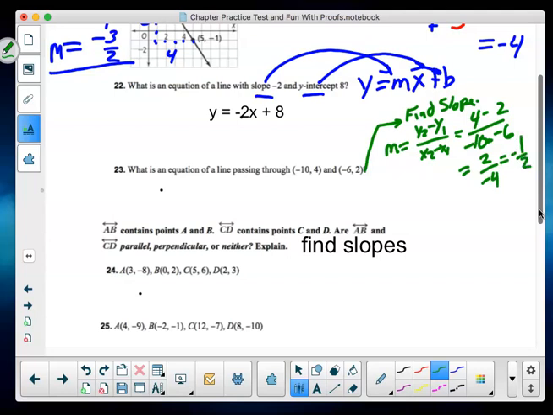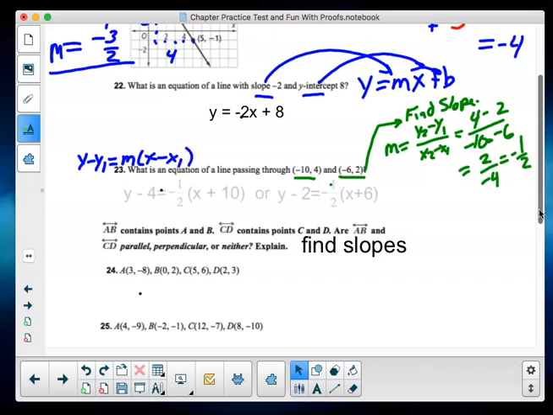So that's my slope I'm going to use. I don't care whether you pick this point or this one. Now I have a point and a slope, so I'm going to use point-slope form and plug it in. y minus y1 equals m times x minus x1. That's what I've got to use. Depending on how you plugged it in and which slope you used, those are your answers.